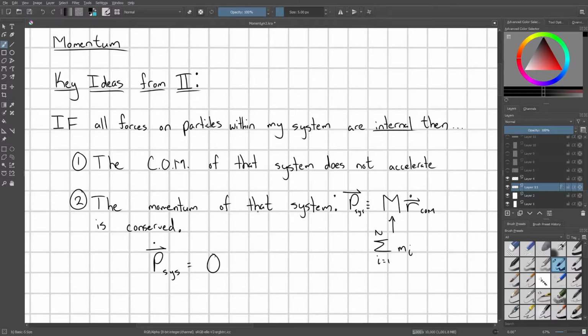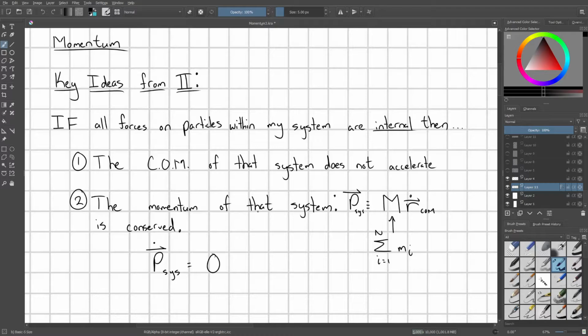So what we set up was a system of particles where all of the forces were internal. Or another way of saying that, there were no external forces acting on any of my particles. When we did that, we found that the center of mass of that system did not accelerate. It could have a constant velocity, it could be not moving at all, but the center of mass did not accelerate.